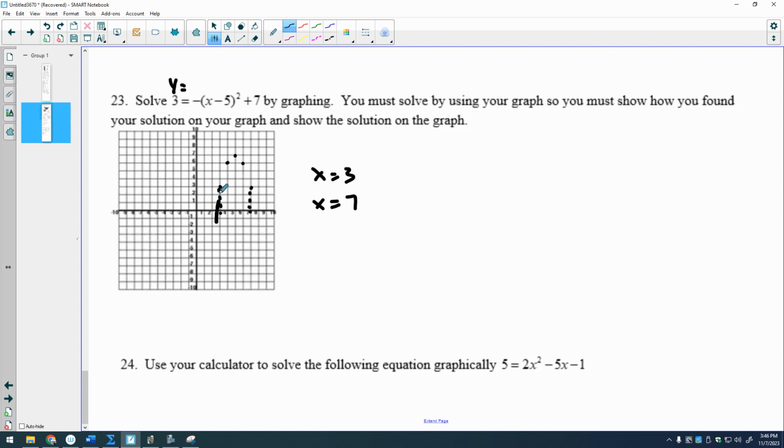Why? Because that is where on the graph, those are the x values on the graph, where y is equal to 3. Pretend that 3 is a y, graph it, and then find out where it crosses 3. You could also draw a horizontal line cruising across here at 3, and find out where they intersect.